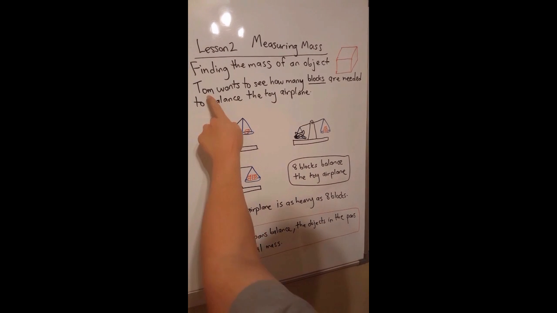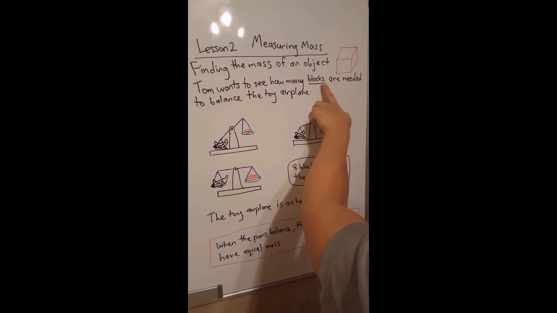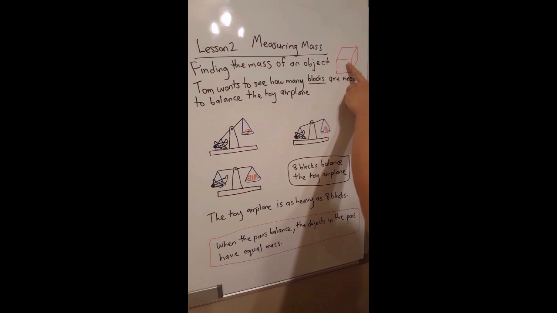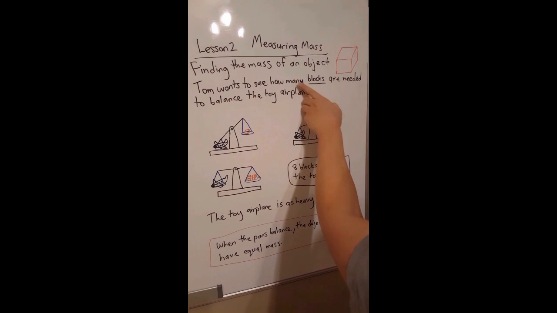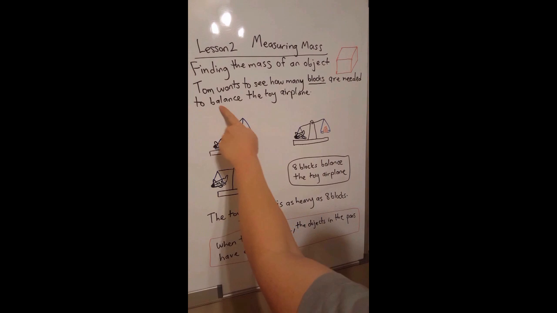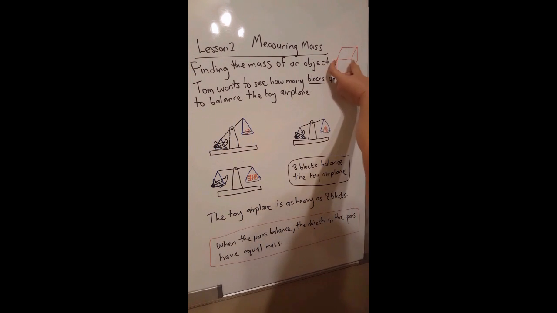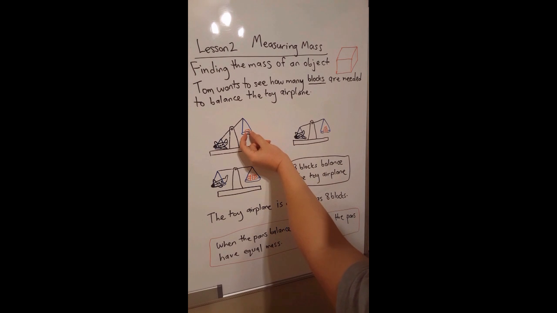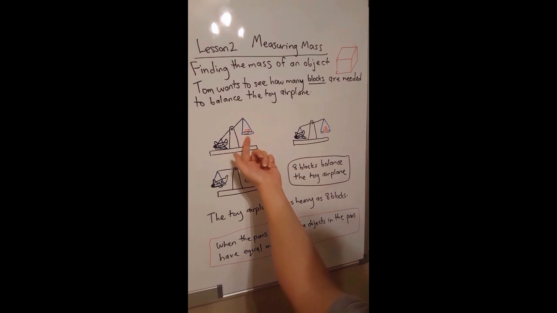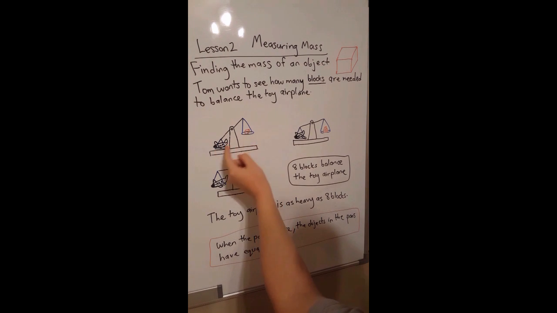So for this case, Tom wants to see how many blocks. When they talk about blocks, they are talking about this. This is considered one block. How many of these are needed to balance the toy airplane? Of course, if we just take one block and put it on the scale, it won't be able to balance it. The toy airplane will still be heavier than the block.